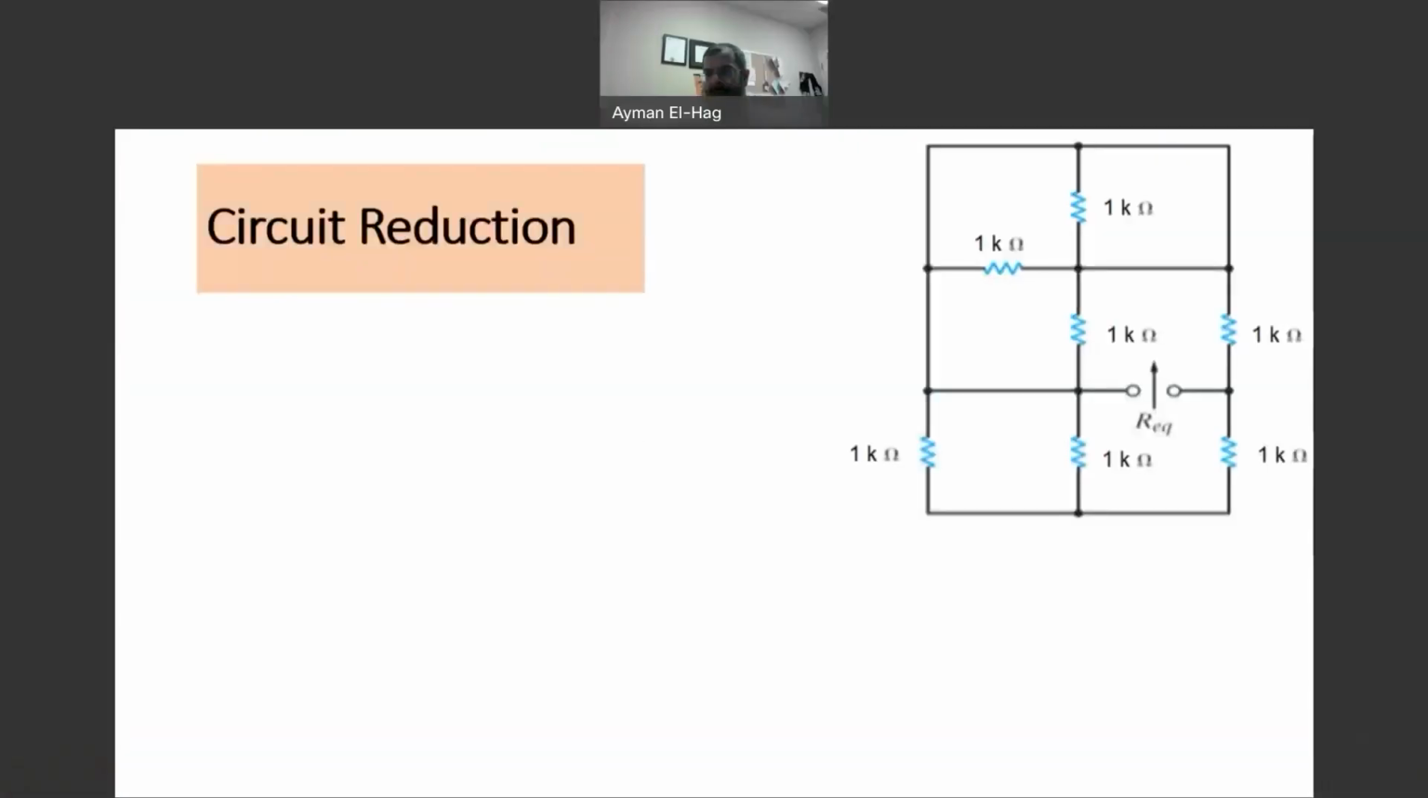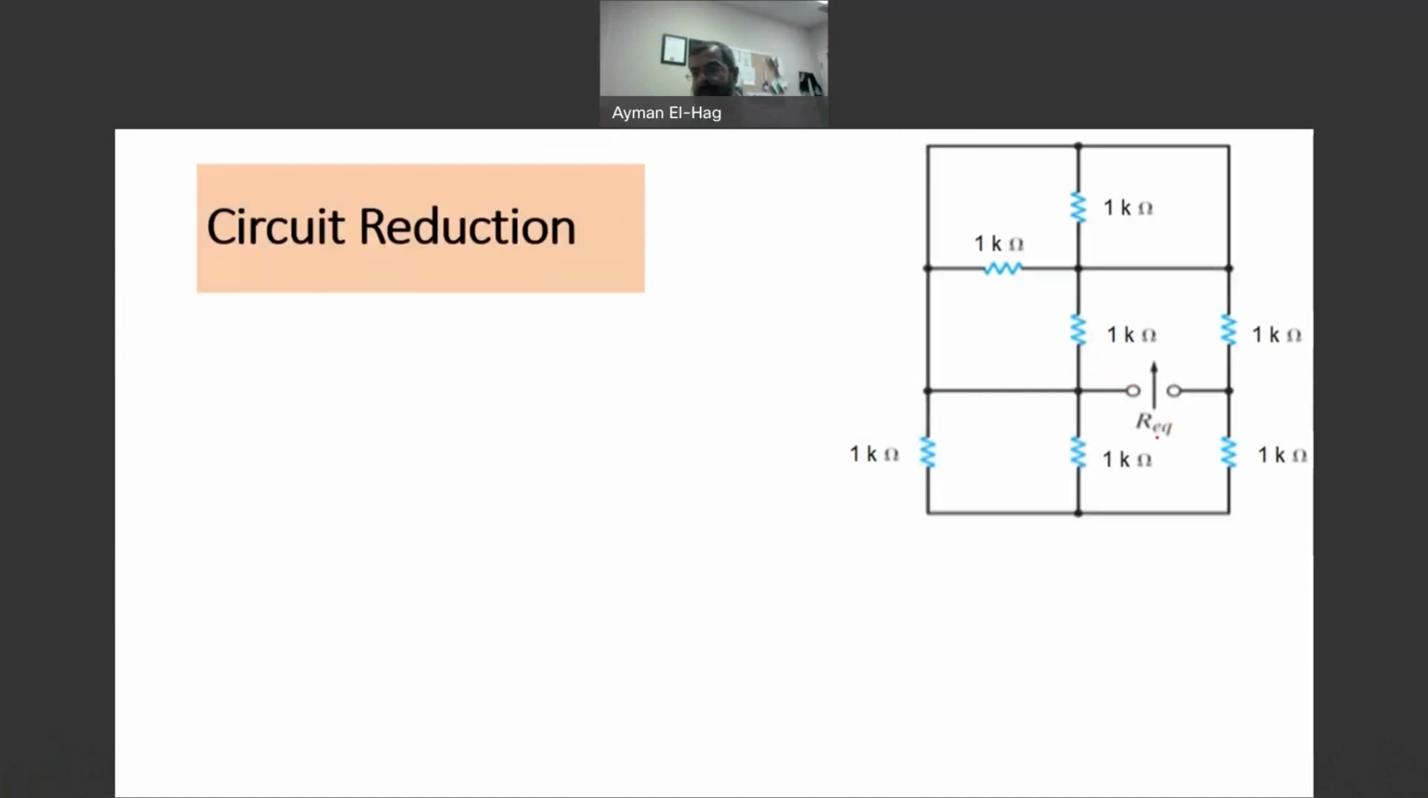Welcome back, everyone. This is my presentation on this series of practice problems of solving electrical circuits. Today we want to cover something related to circuit reduction, when we are given a mesh of resistors connected in parallel and in series, and we want to reduce this to only one resistance. This is one of my favorite questions.